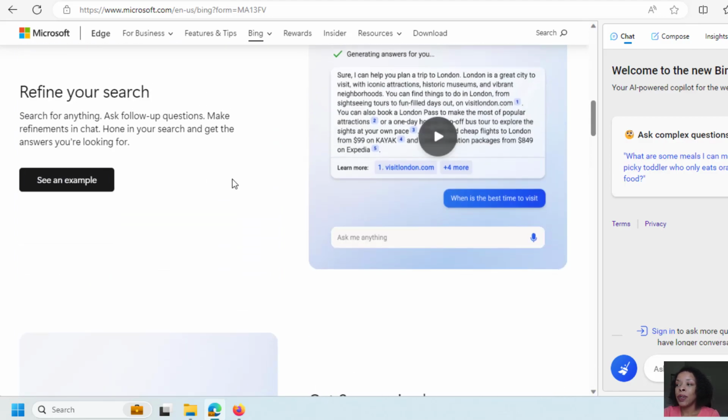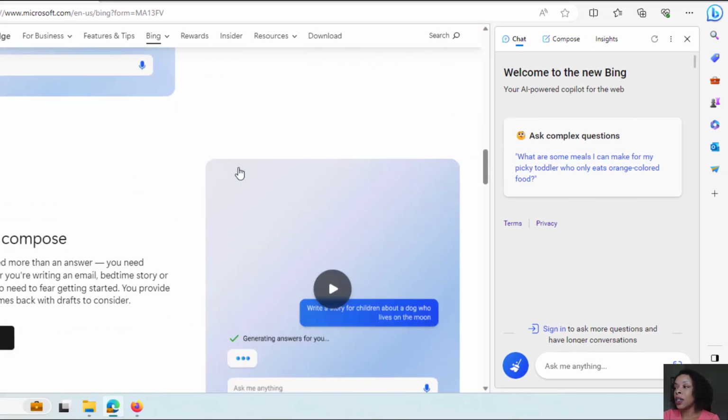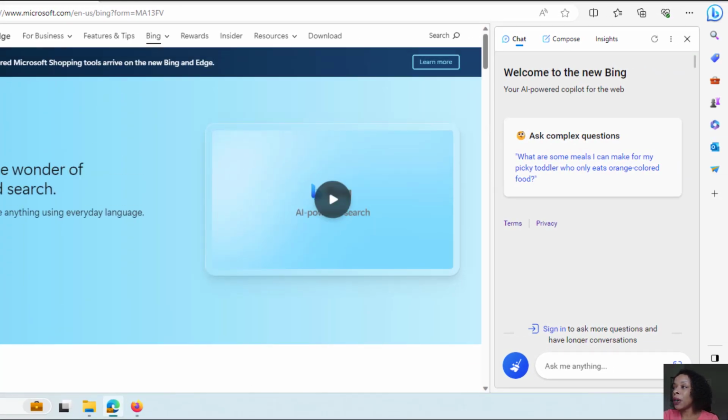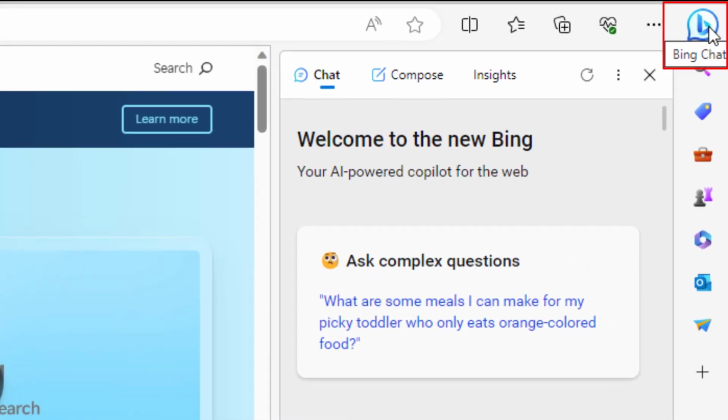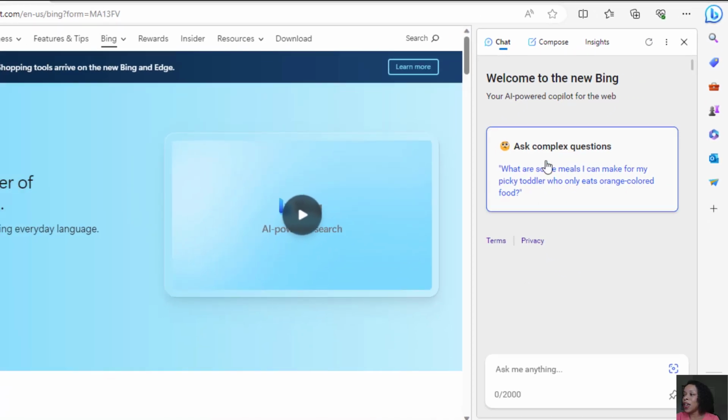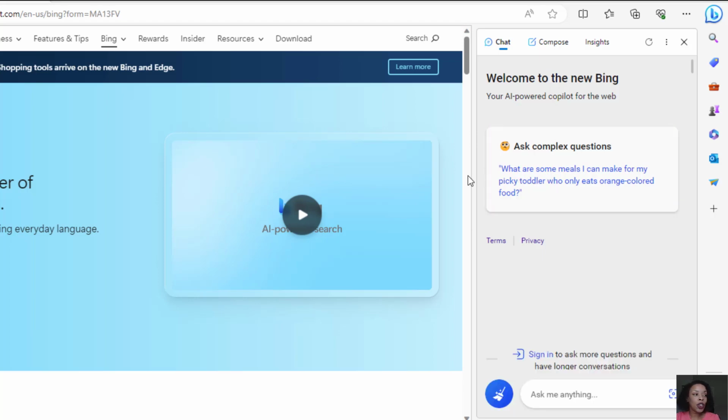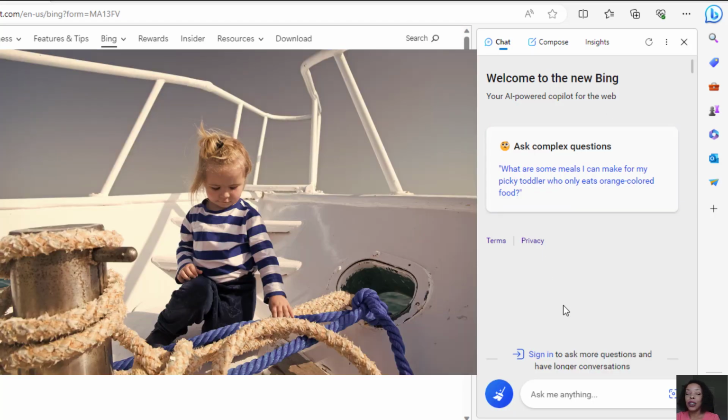You can pretty much ask it for any questions that you wanted. So how do I use this? I've opened up my Microsoft Edge, and right at the top, it says Bing Chat. So we are going to open the Bing Chat, and it says welcome, your AI powered co-pilot for the web. So say you're a parent, your child wants to be a pediatrician.